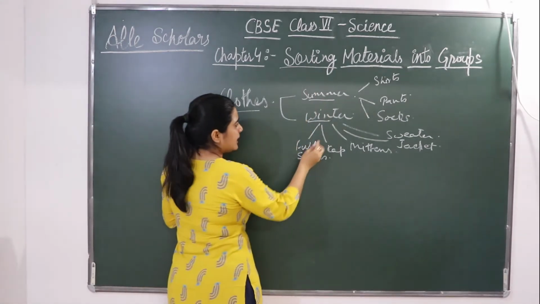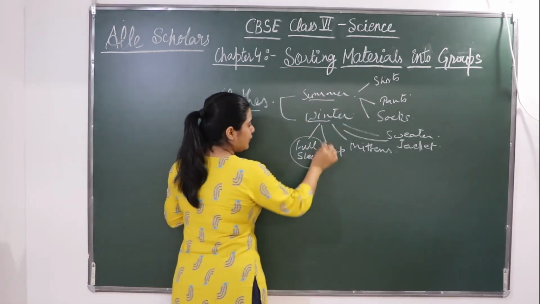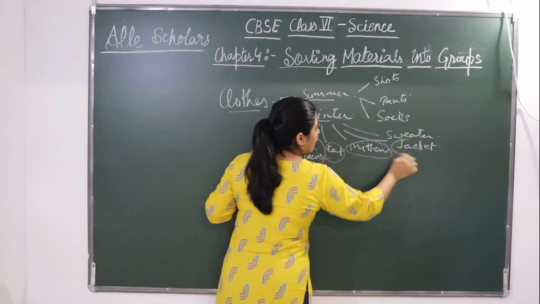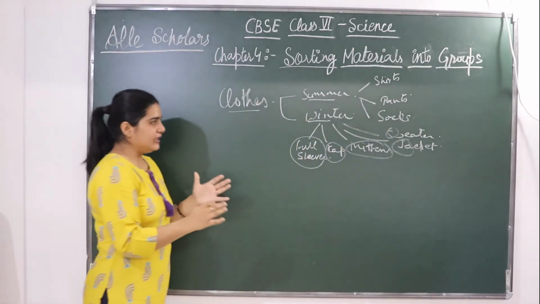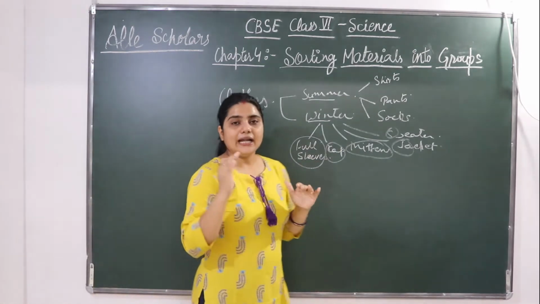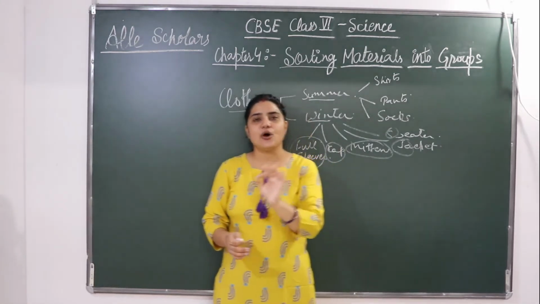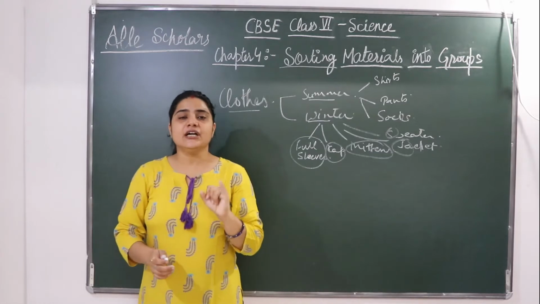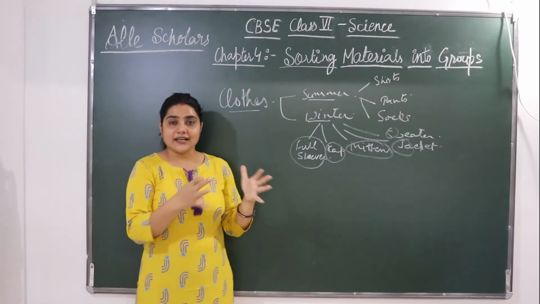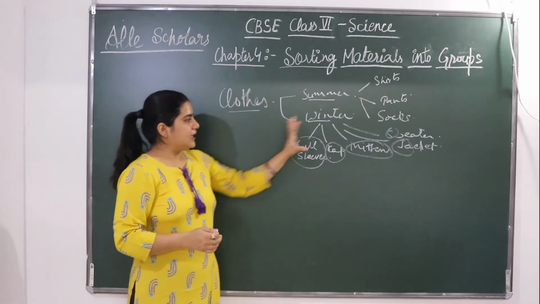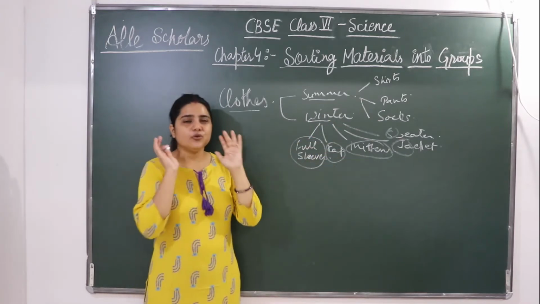After that you can see in winter there are 1, 2, 3, 4 and 5 groups. So like this there can be a variety of groups you can make, and this grouping or sorting of material is done just to make things easy, just to make things clear. If you keep all your clothes together, you will be confused.